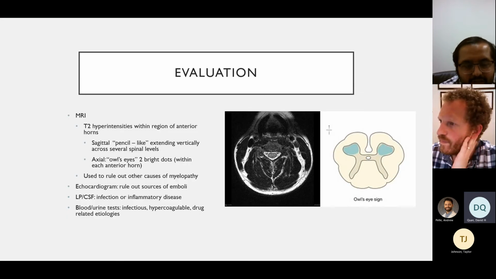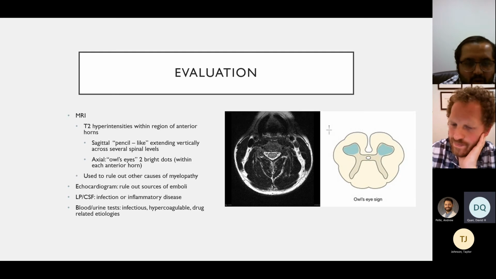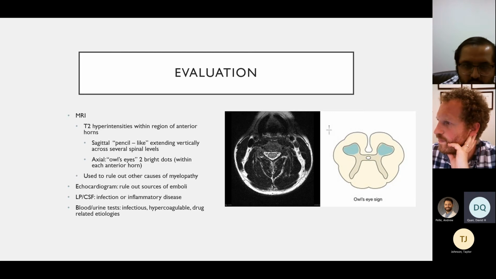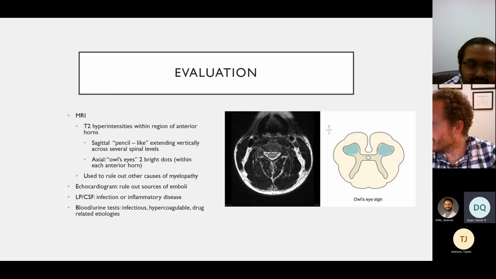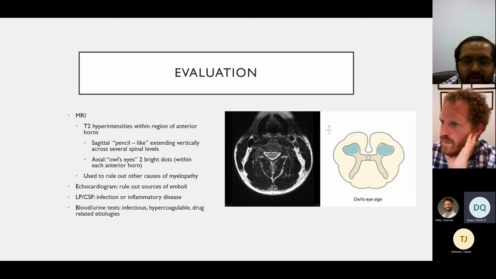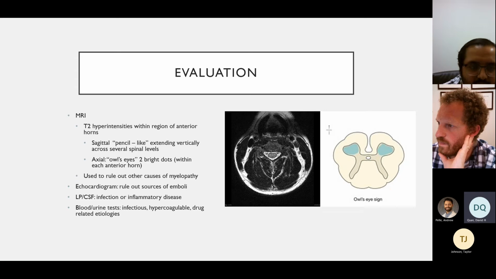For an evaluation, you want to go and get an MRI. That's the gold standard. You'll see T2 hyperintensities within the region of the anterior horn. This is presented in the sagittal view as pencil-like, and in the axial view, which I've presented here for us, sort of owl's eyes. You can see the two bright dots here in animation on this MRI scan right here. It's sort of the pathognomonic finding of this.